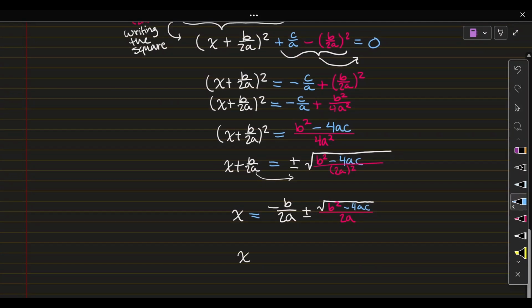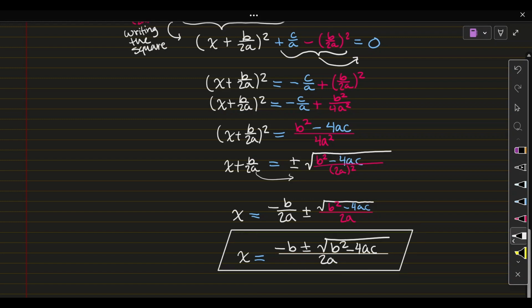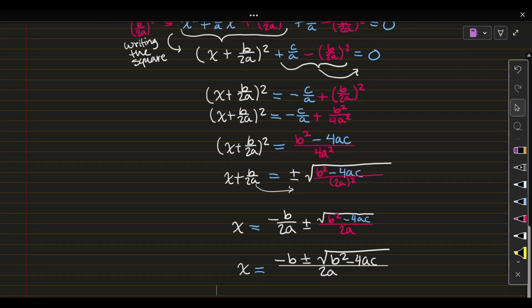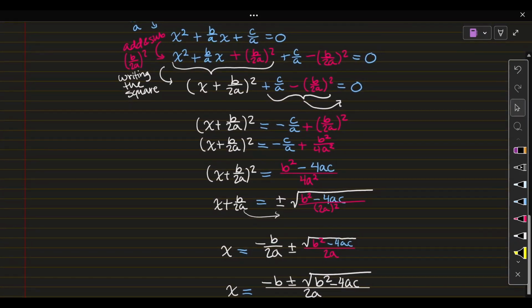Okay, and finally, adding these because they have a common denominator, I get the quadratic formula: -b plus or minus the square root of b squared minus 4ac, all over 2a. And this represents the general solution to a quadratic equation. We call it the quadratic formula. And with that, I am done talking about completing the square.